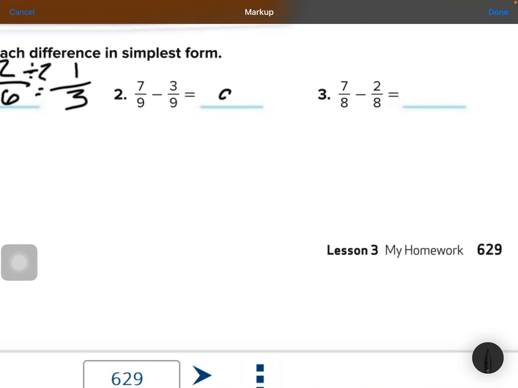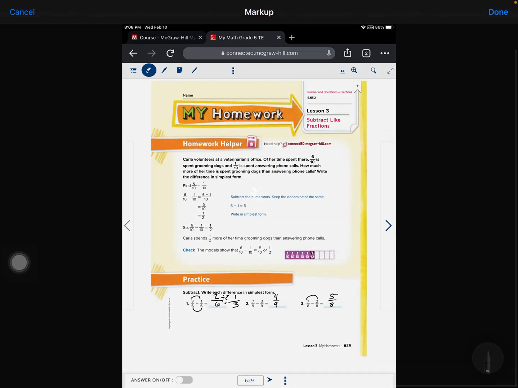Number 2, we're going to bring the 9 over. And then 7 minus 3 is 4. And that's as simple as that little guy is going to get. Okay, number 3, we have an 8 we're going to bring over as the denominator. 7 minus 2 will be 5. So we have 5/8.